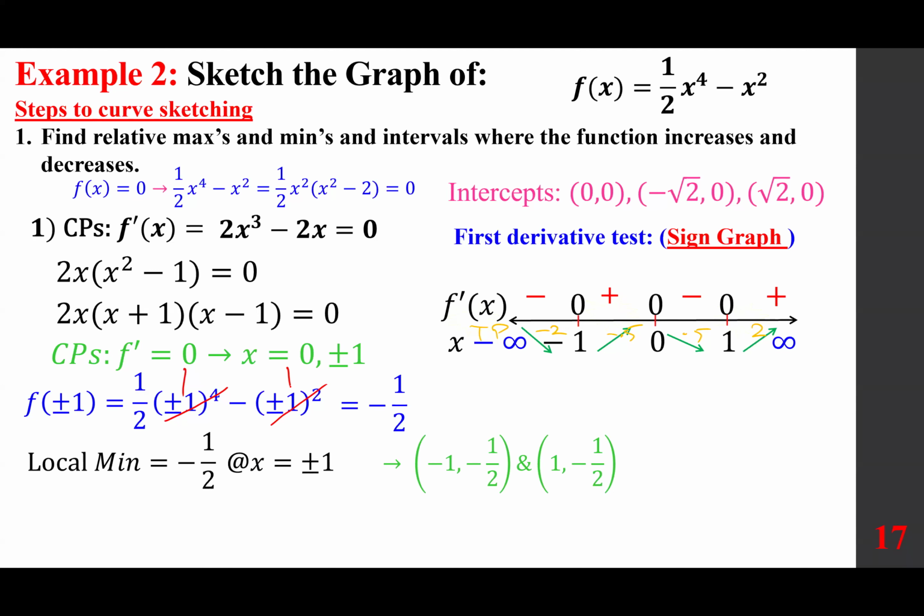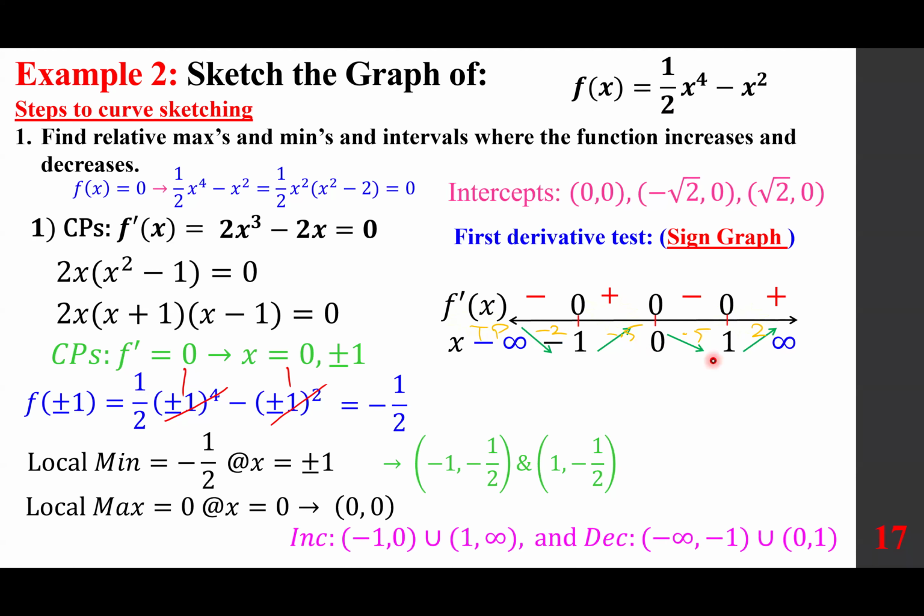Local max is at 0. Look at the arrows, arrow up, down. And we put it in, we already know 0 gives you 0. So local max is 0 at 0, 0. As I mentioned, increasing from negative 1 to 0, union 1 to infinity, decreasing here from minus infinity to minus 1, union 0 to 1. So that should be pretty straightforward, everybody.